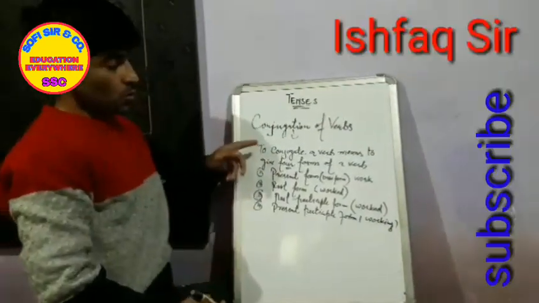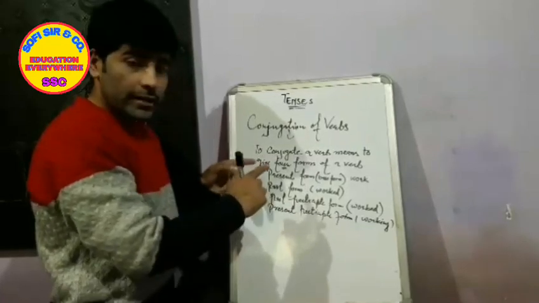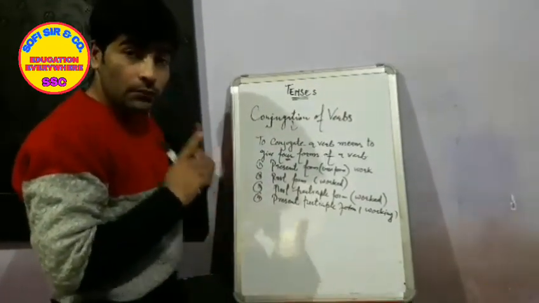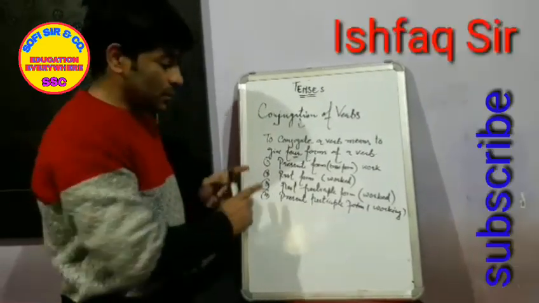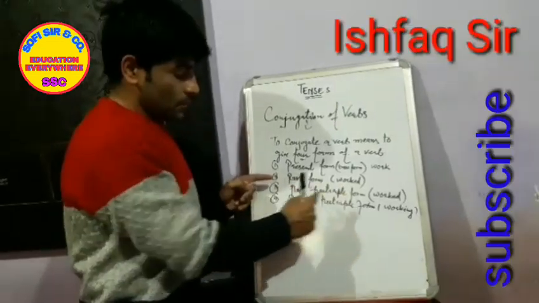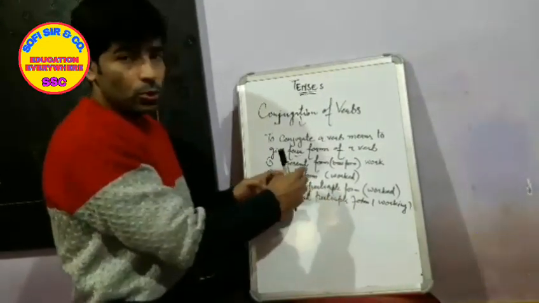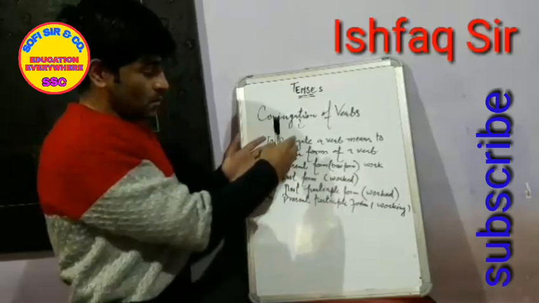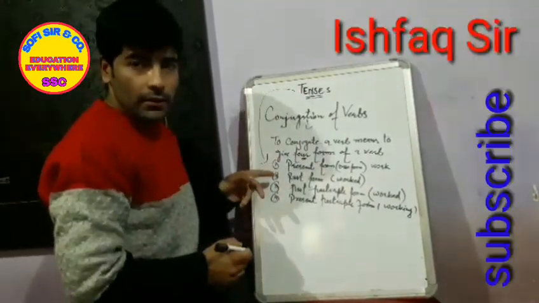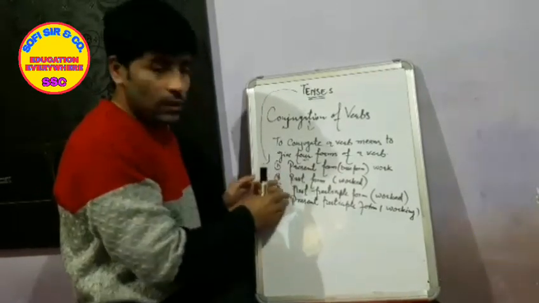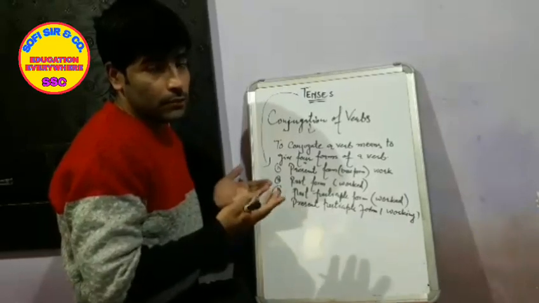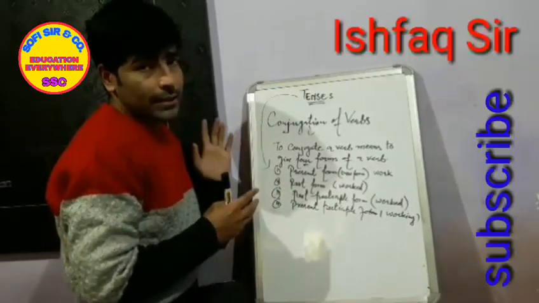So dear students, what does conjugation mean? Whenever you are asked to conjugate a verb, it means you have to give the four forms of a verb. Which four forms? Present form, past form, past participle form, present participle form. Now you can see that this conjugation is directly related to tenses, because whenever you are asked to change the tense, you must know these forms of a verb. If you are not fully aware of these forms, you will not be able to change the tense of a verb.